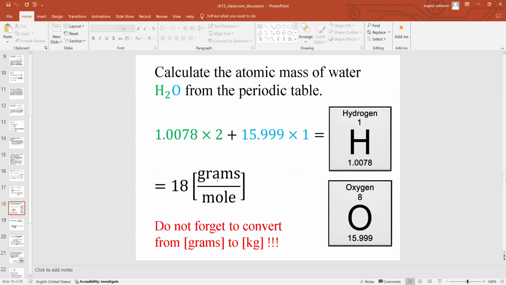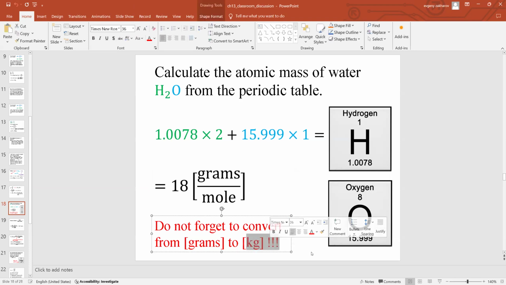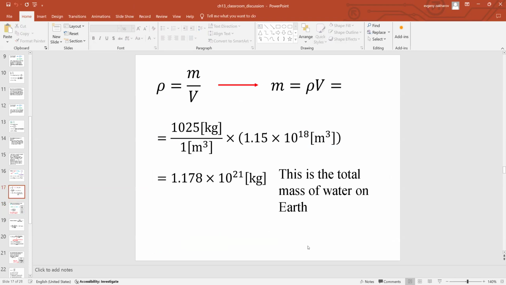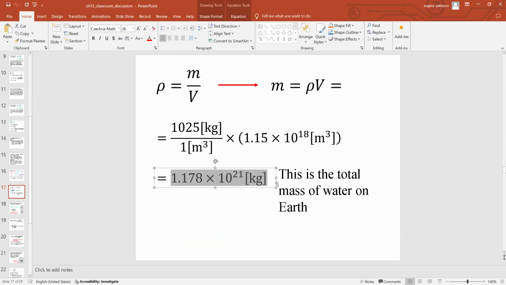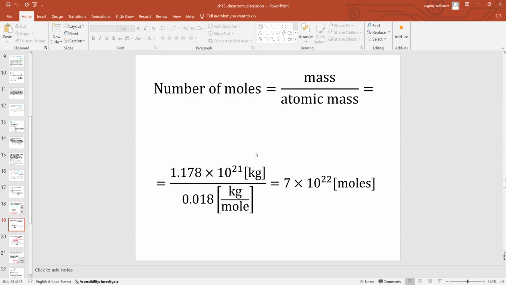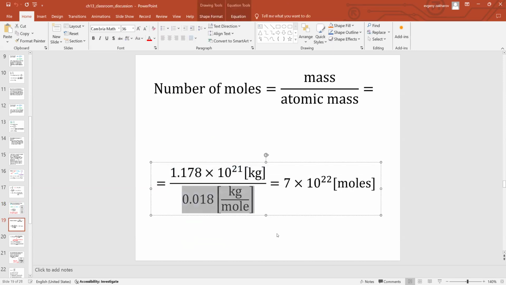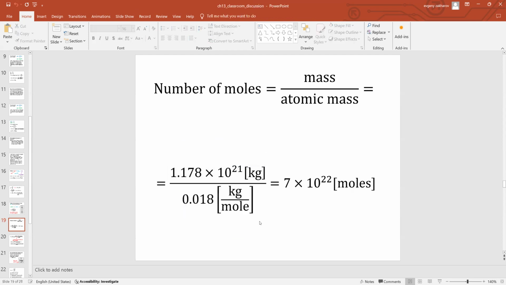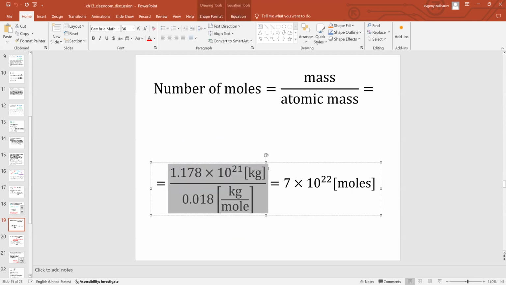Of course, we don't want grams, we want to convert to kilograms because we know the total mass of water in kilograms from the previous calculations. So now, once you convert it to kilograms per mole, see it was 18 grams per mole, now it's 1,000 times less because we're talking kilograms per mole. So total number of moles is this much.